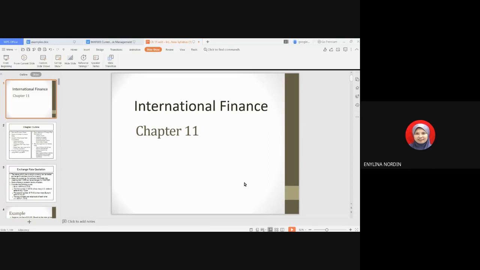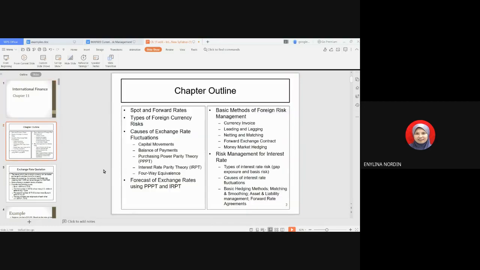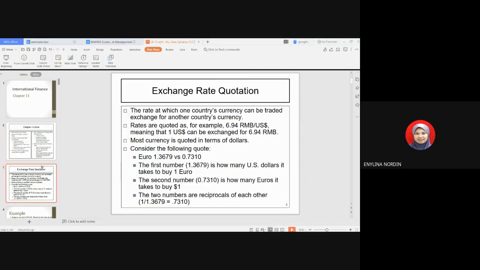So today we are going to do international finance, right? This will be our last topic for this semester for MAF 603. This is the chapter outline. Many subtopics, some of them you have to go through on your own. As a starting point for this particular chapter, we will go to the introduction of exchange rate quotation.